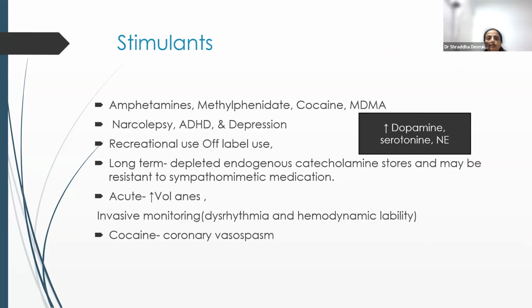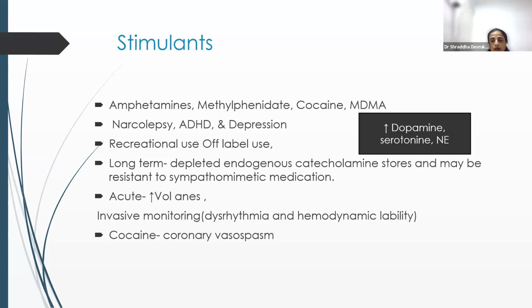Let's talk about stimulants. Amphetamine, methylphenidate, cocaine, and MDMA. Their commonest uses are for narcolepsy, ADHD, and depression, but they are more used for recreational or off-label use. What it does is increase the dopamine, serotonin, and norepinephrine at the synaptic level. So if they are chronic users or addicts, they will have depleted endogenous catecholamine stores, which would be resistant to sympathomimetic medications. While in acute cases, it's not uncommon that somebody has binged, then they undergo some road traffic accident or make some suicidal attempt and come for an emergency surgery.